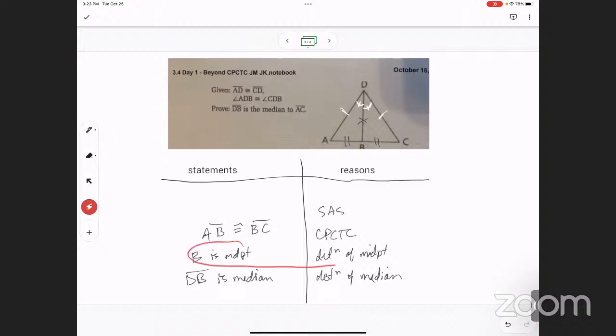We do want to say B is the midpoint. And then DB is the median, and then say definition of median, because the definition of the median had the word midpoint in it. Okay. So I think it's probably safest to have both of these things here. Okay. You understand that? Yeah.